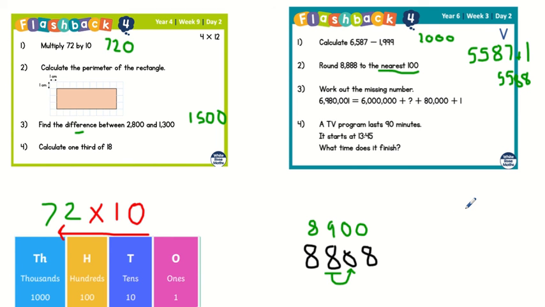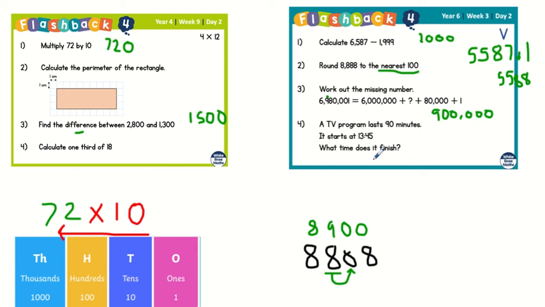Let's have a look at question 3. We need to use our place value knowledge to work out the missing number. So I have 6,900,000, 80,000 and 1. What's the missing number? Well done, it's 900,000. Make sure you've got enough zeros. 900,000. Let's have a look at question 4.